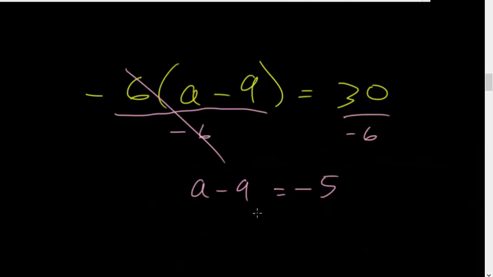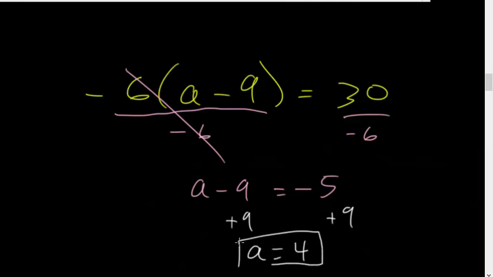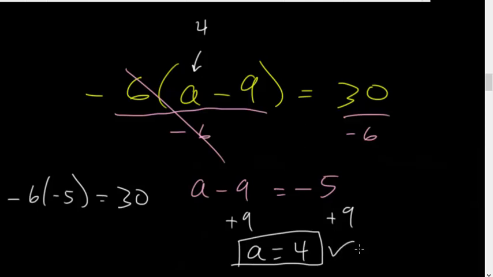And to cancel out subtraction by 9, we're going to add 9 to each side. And minus 5 plus 9 would be positive 4. You could switch the order, plus 9 minus 5. 9 minus 5 is 4. And when you plug in 4 here, you have 4 minus 9, which is negative 5. So you have minus 6 times minus 5, which does equal 30. Which means since we plugged this back in and we got the right answer, we can feel very confident that a does in fact equal 4.